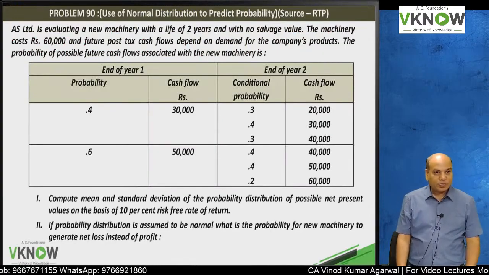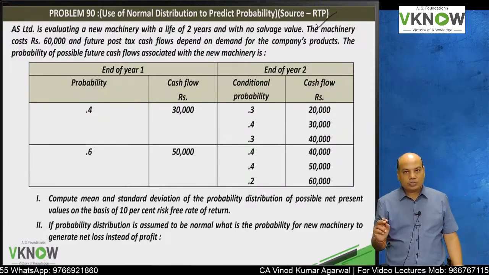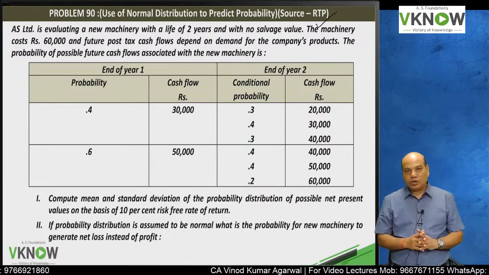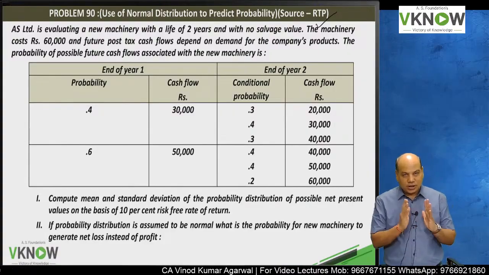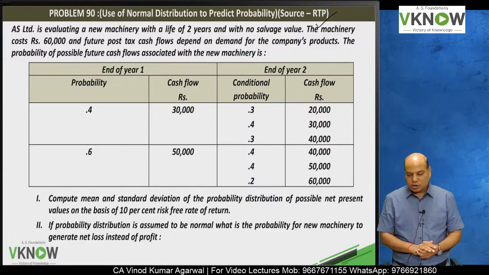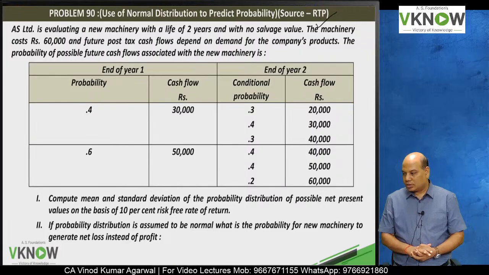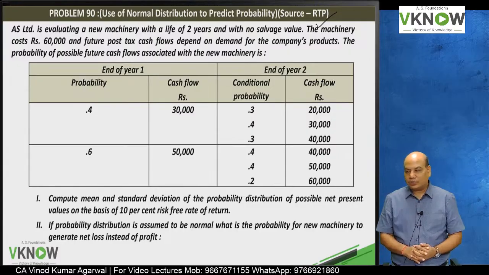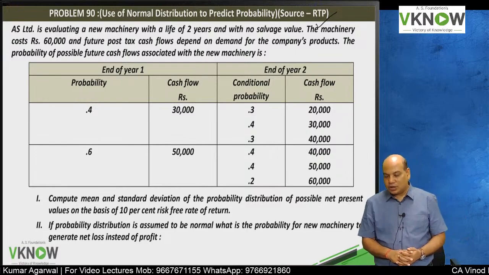Question number 90. Source is RTP. And because it's an RTP question from the past years' exams, it is important. So first we'll read the problem. AS Limited is evaluating a new machinery with a life of 2 years and no salvage value. The machinery will cost rupees 60,000 and future post-tax cash flow depends upon the demand for the company's product.